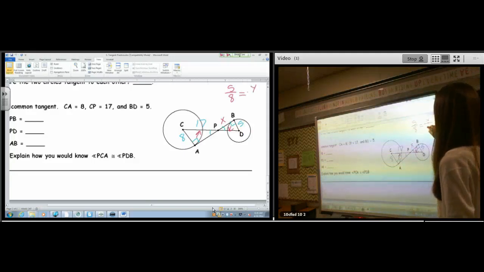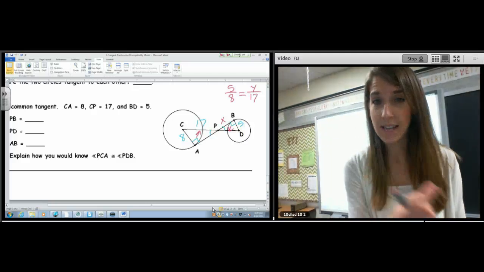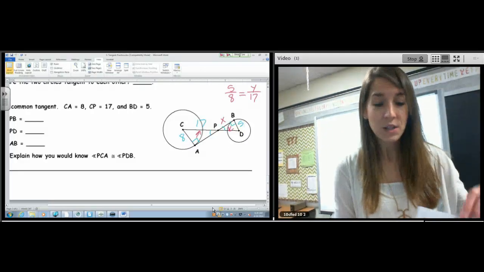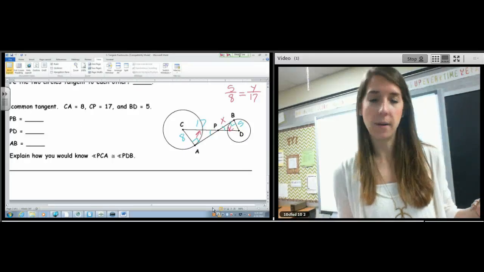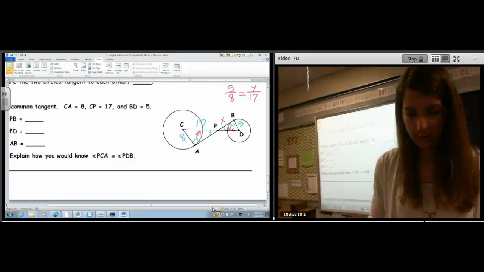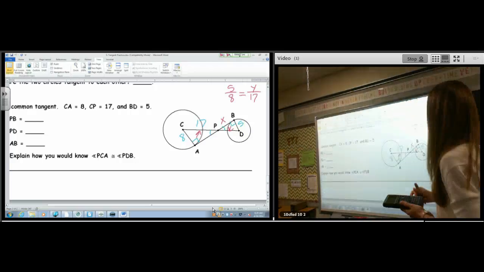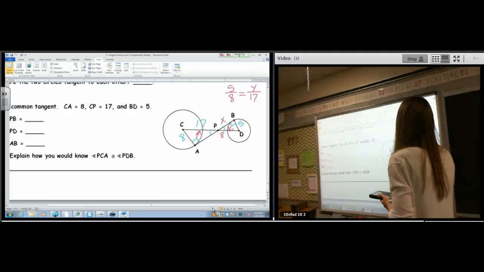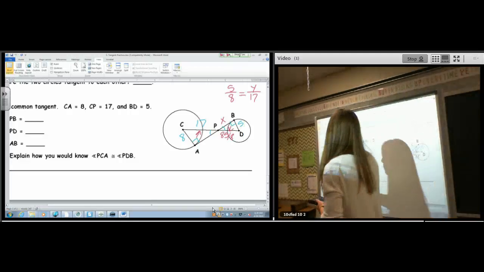So I can call it Y. Either way, you're going to have to do Pythagorean Theorem once, and you're going to have to set up a proportion once. So you can do Pythagorean Theorem and then set up a proportion, or you can do it the other way around. So if we cross multiply here, 5 times 17 divided by 8, we get an ugly fraction, 85/8. So that's this answer right here. 85/8. We found PD first.